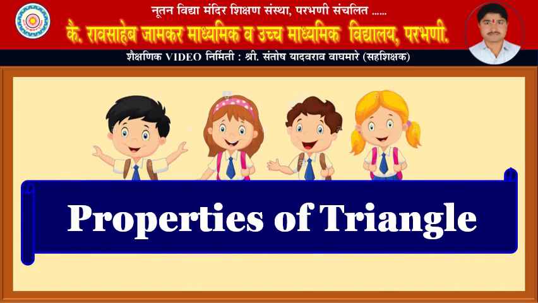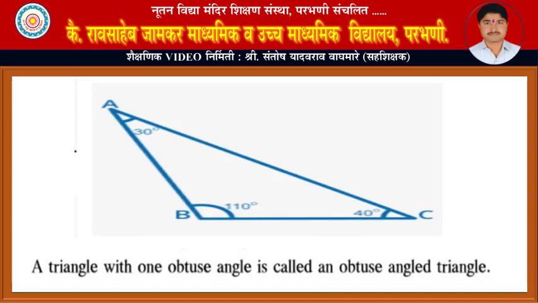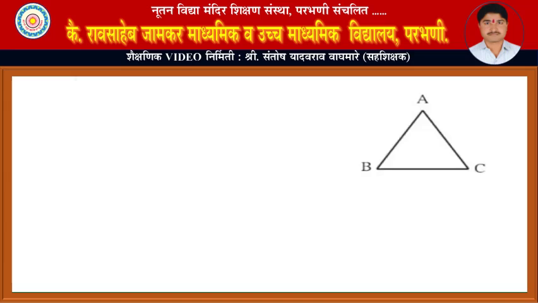Properties of triangle. Let us study about the properties of triangles. Now in this figure you can see triangle ABC. In triangle ABC, if we add all the angles, angle A plus angle B plus angle C, the sum will be equal to 180 degrees. This is an important property of a triangle that you have to memorize.